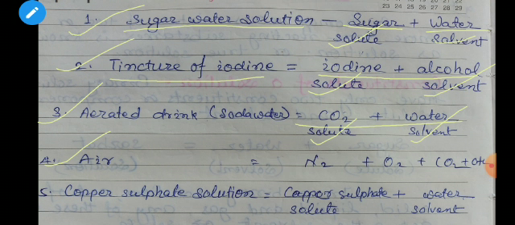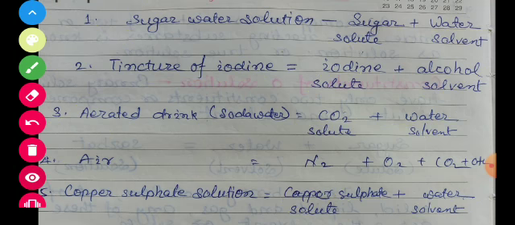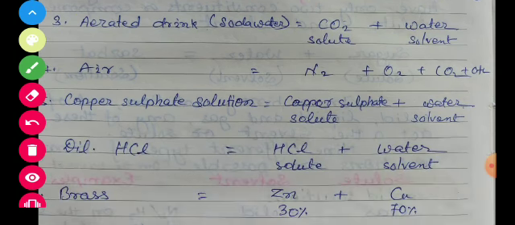Next is copper sulfate solution. Copper sulfate solution is actually a mixture of copper sulfate and water, in which copper sulfate acts as solute and water acts as solvent. And we can see a little more, like dilute hydrochloric acid.